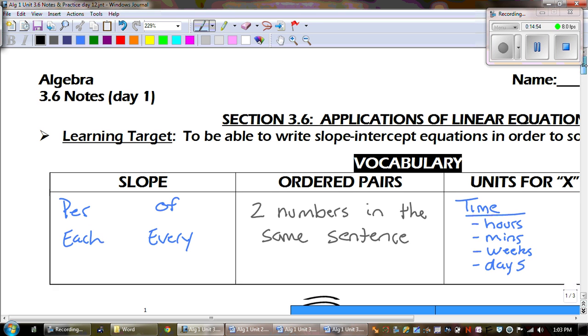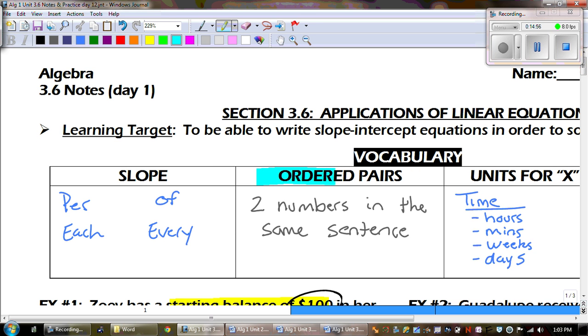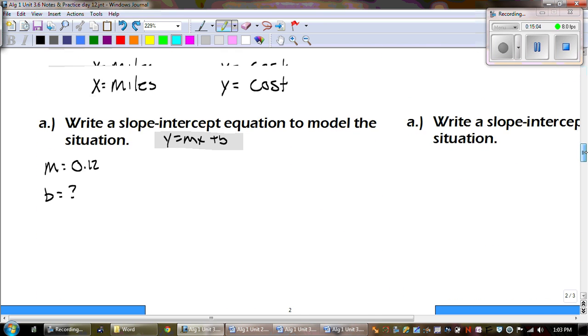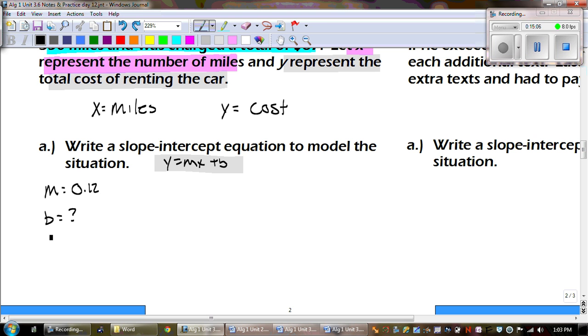Now, if I flip back to the other side, I have two numbers in the same sentence. So what that's telling me is I have an ordered pair. Okay, so my ordered pair was what? 350 miles, so that's our X, and the money was 87. So if we don't know what our y-intercept is, we have three numbers, well, that means point slope.